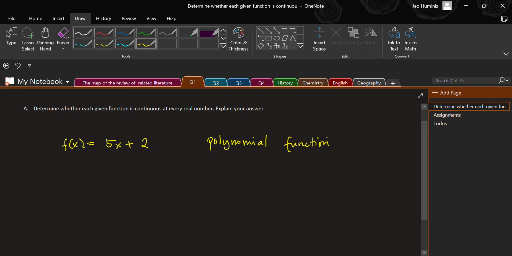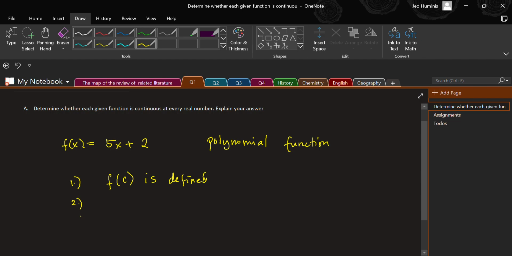So in order for us to find that a function is continuous, or if the limit of that function exists, we have to identify three properties. Number one, f of c, where c is some real number, must exist or is defined. F of c should be defined.